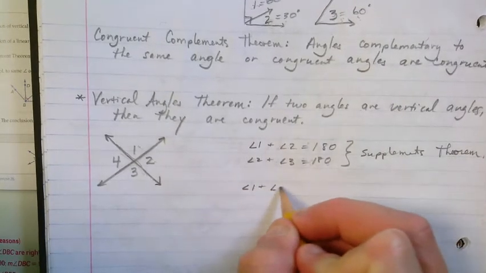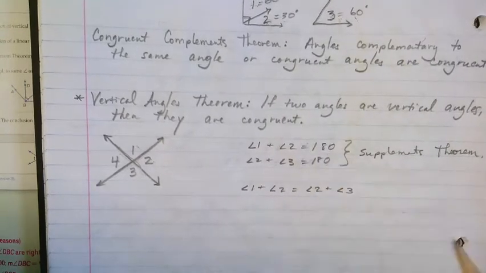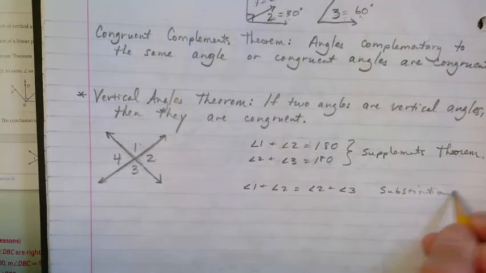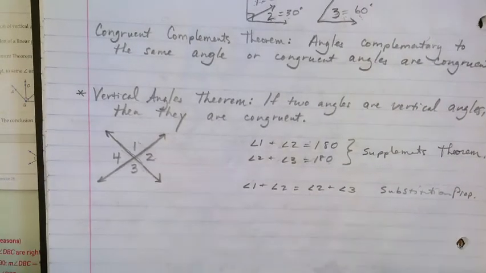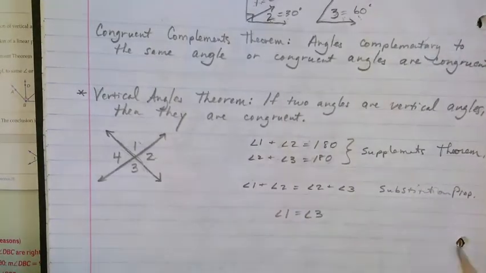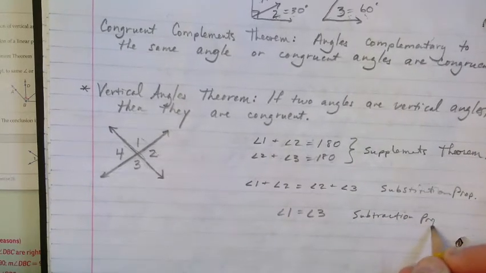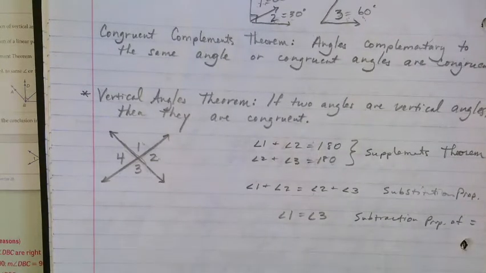If I add together angles 1 and 2 and angles 2 and 3, they have to be equal because they're both equal to 180. So I'm going to say substitution property for that one as well. And then if we subtract angle 2 from both sides, 1 has to be equal to 3. Subtraction property of equality. So hopefully you understand that 1 and 3 will always be congruent no matter what happens, and 2 and 4 will also always be congruent no matter what happens.